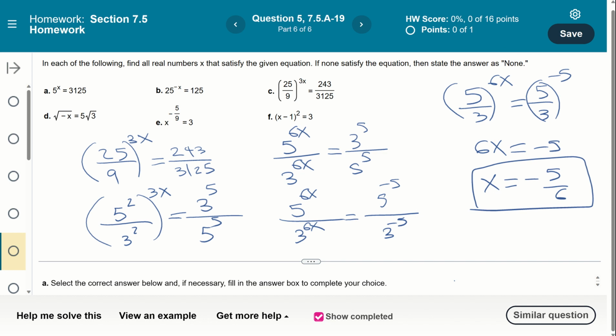All right, a little bit tricky, I grant you that, but you will get better and better at it with practice. All right, let's go ahead and see if there's anything else we want to show you.